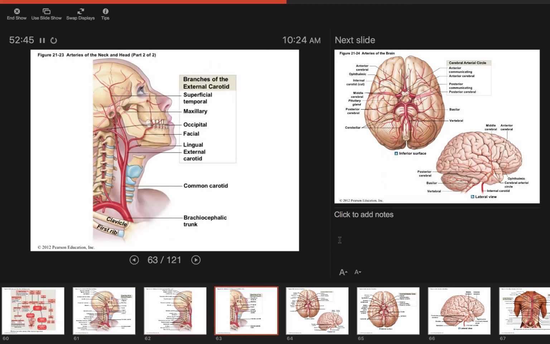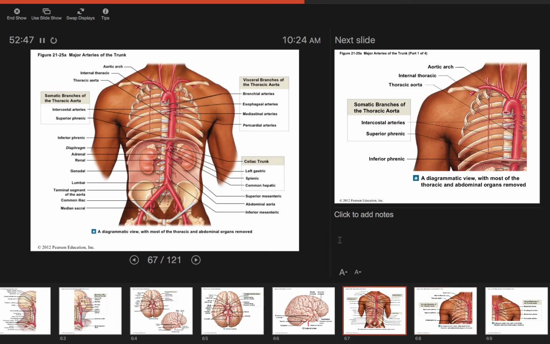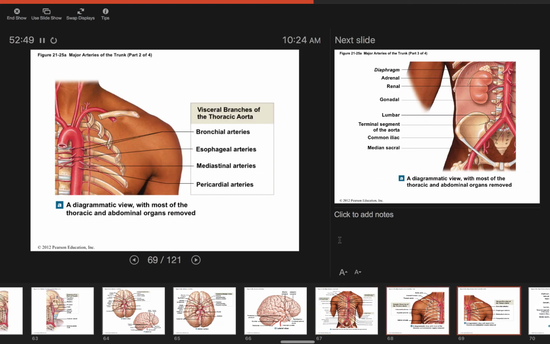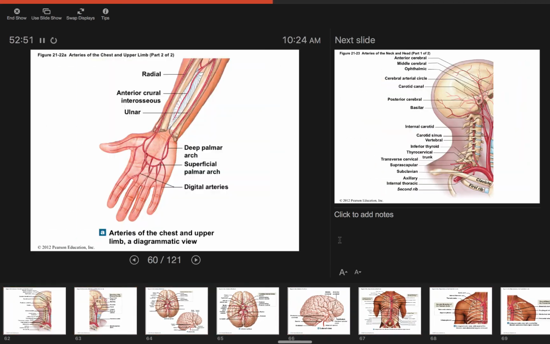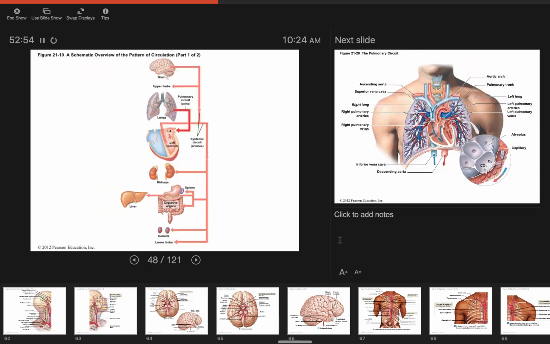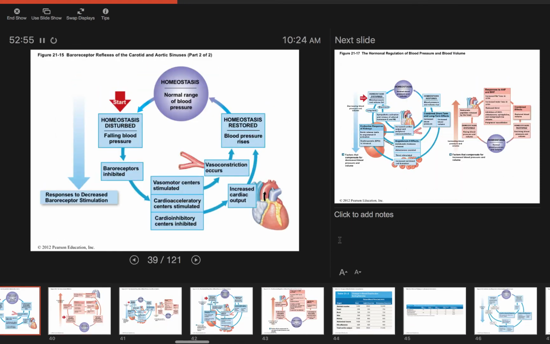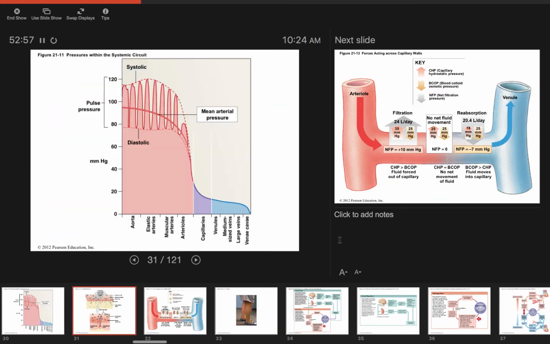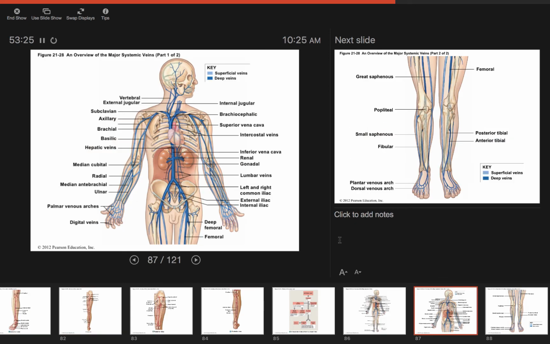All right, so those are the arteries. Now we're going to talk about the veins. Go back here real quick, and then we're done. I'm just going to push through and finish up. So here are the veins. Of course, the veins are returning blood to the right atrium, so they're going to return it through the superior vena cava and the inferior vena cava.